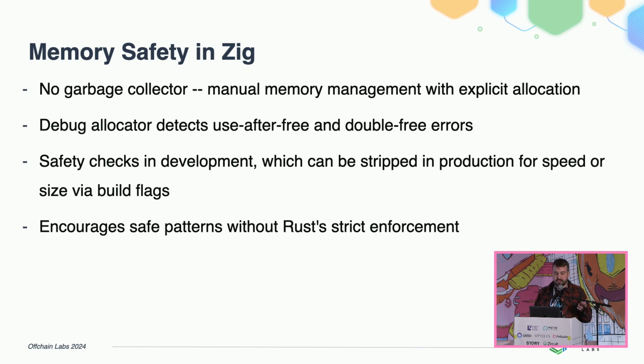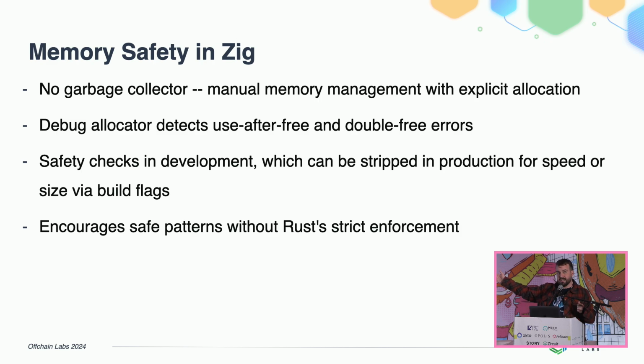There's no garbage collector, so the memory is managed with explicit allocation. A lot of times Zig libraries are functions such that you can pass in your own allocator. You can bring your own allocator for your custom use case, and as long as it matches a certain API, then it'll work just fine. You just drop in allocators.